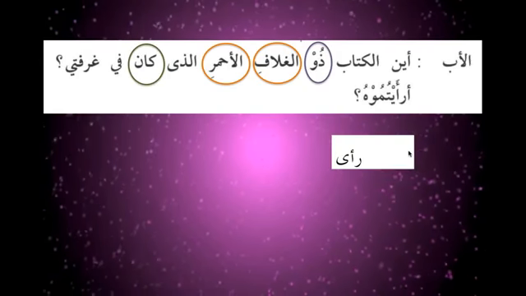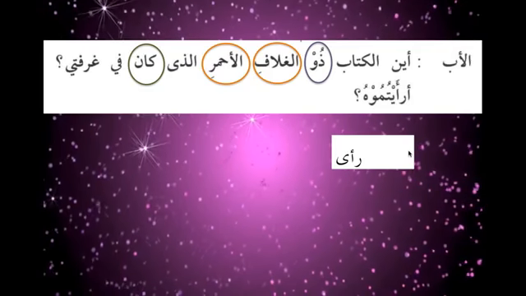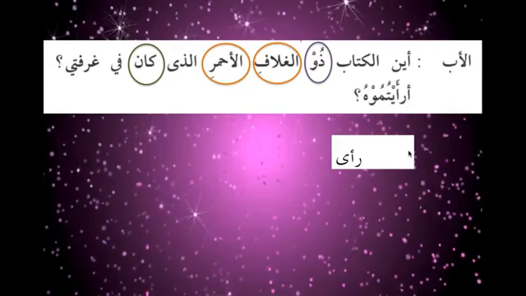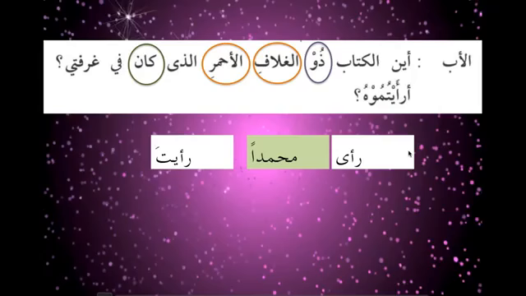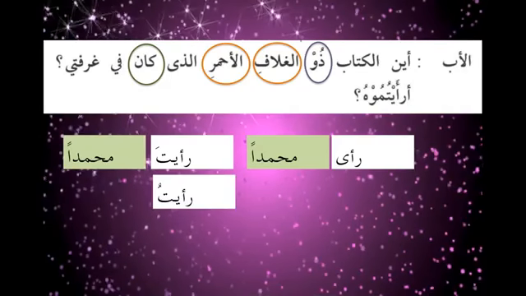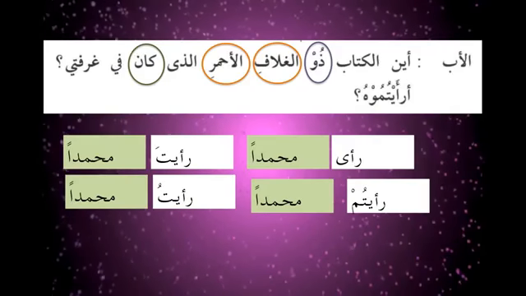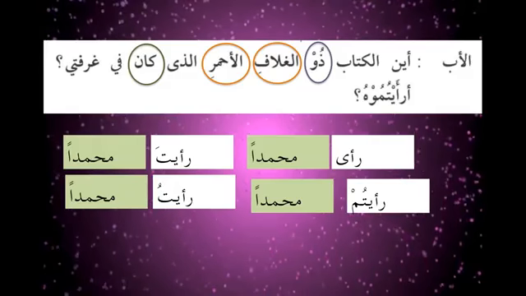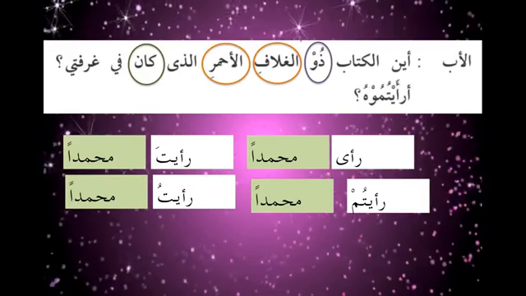So this verb is ra'a. This means he saw. For example, it means maf'ulun bihi. If you give Muhammadan, it's here maf'ulun bihi. So ra'ayta, you saw Muhammad. Ra'aytu, I saw Muhammad. Ra'aytum Muhammadan. So whenever we have ra'aytum and we have a proper noun, we write it normally.